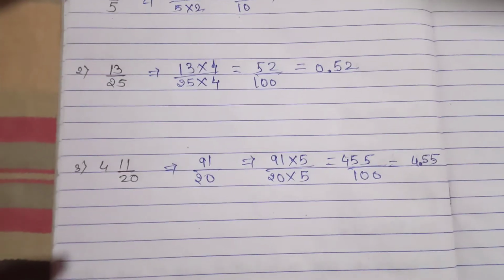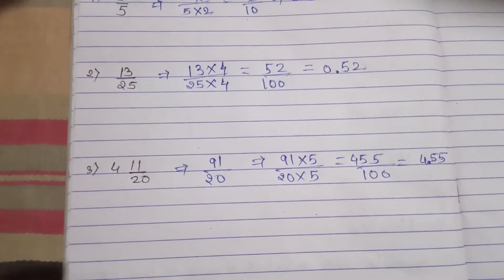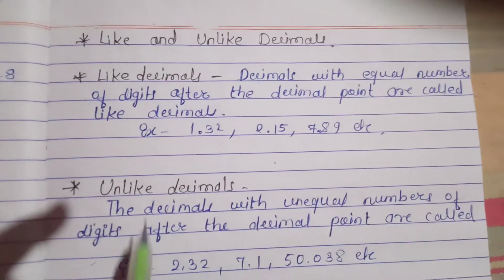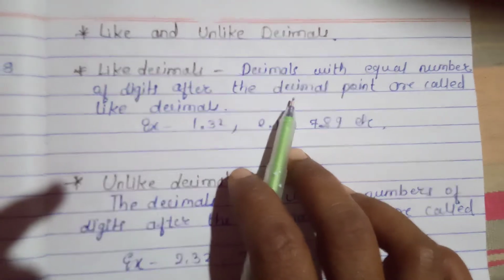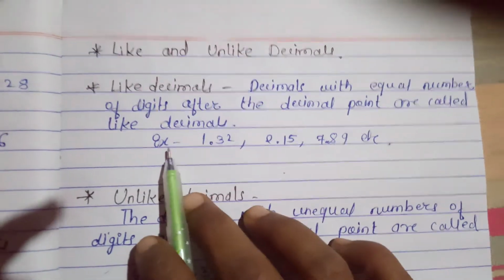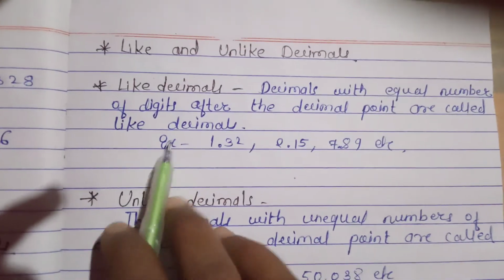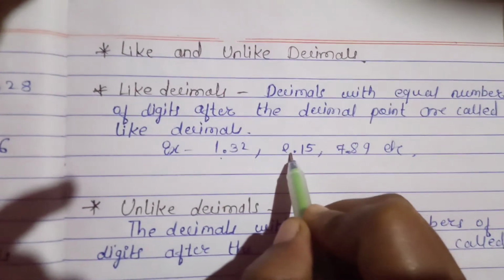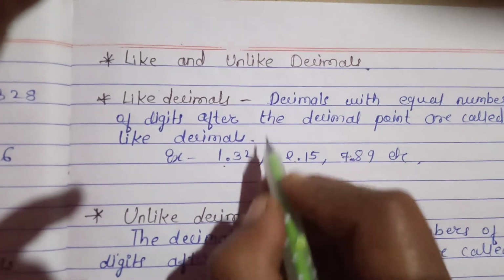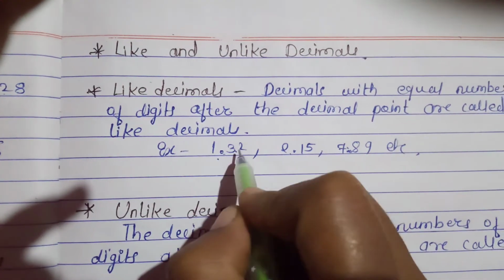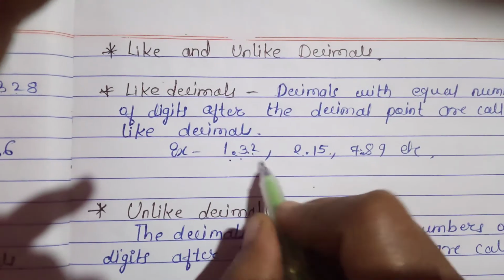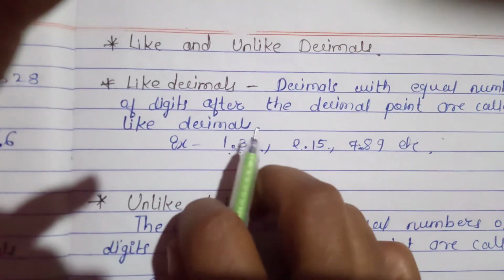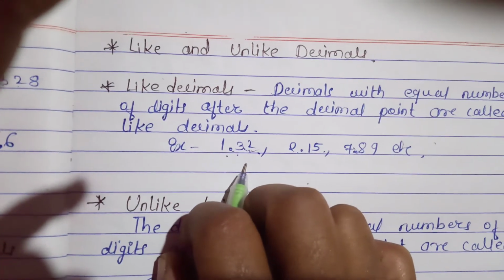So like this, we have to convert the fractions into the decimal numerals. Let us go to the next point, that is like and unlike decimals. The like decimals means the decimals with an equal number of digits after the decimal point are called like decimals. The example is like this: 1.32, 2.15, 7.89, etc. As you see, in the decimal part, two numbers are there for each example. If the same number of digits are there, then this is called like decimals.